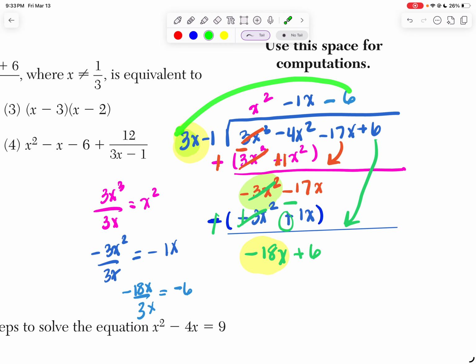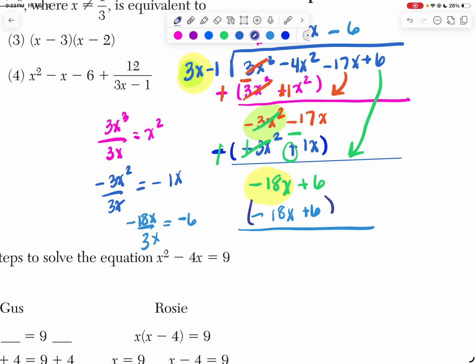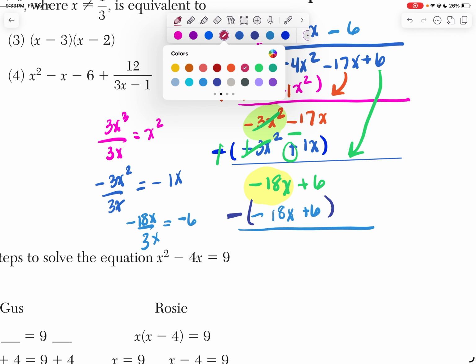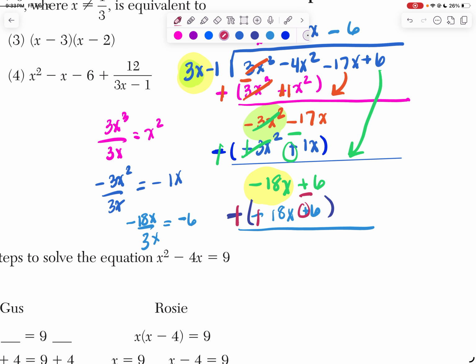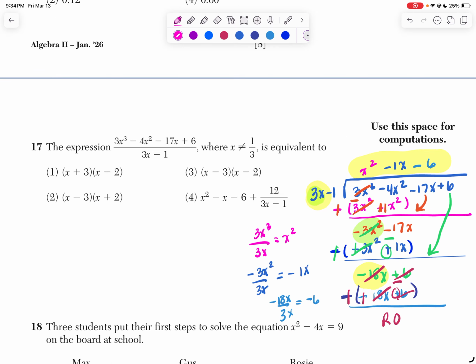Remember, we now distribute -6 to 3x minus 1, which gives me a -18x plus 6. We wrap the whole thing in parentheses and subtract it. And we change our signs to addition. -18 plus 18 cancels, and then 6 minus 6 cancels, so I get a remainder of 0. Now if I look, I do not have x squared minus 1x minus 6 as an answer choice. So I'm going to rewrite x squared minus 1x minus 6 over here.